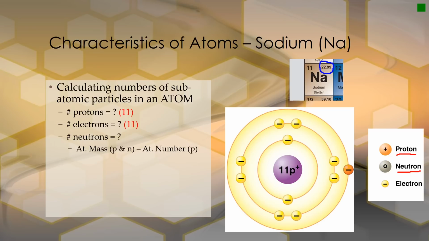Therefore, we're going to look at this mass number of 22.99. We're going to round it off to 23 because it's just a little more convenient to work in whole numbers, and take the atomic mass and subtract the atomic number from it, and what we have left over are the number of neutrons found in that atom.